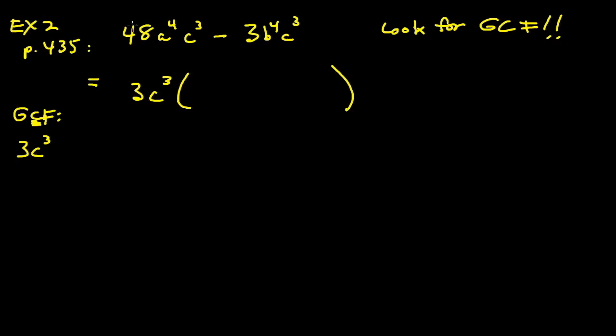3c cubed, well, 48 is 3 times 16, right? So I'll have a 16. If I take out the c cubed, I'm going to have an a to the fourth power left here, minus, in the second term, if I factor out 3c cubed, I'll have a b to the fourth power left. All right, so I've successfully factored out the GCF, but don't stop here, all right?